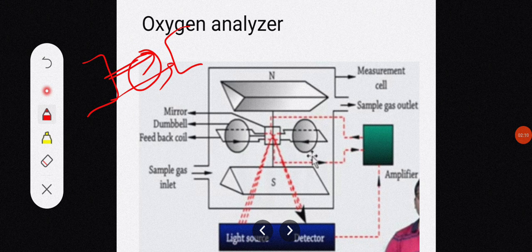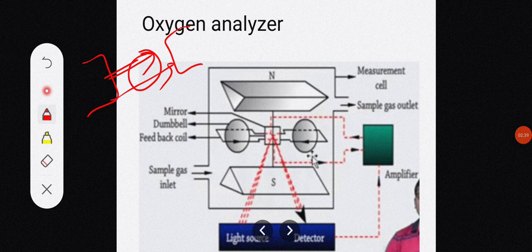It has been seen that oxygen has the paramagnetic property, that is, it gets attracted to the magnetic field. Whichever substance has the paramagnetic property will get attracted to the magnetic field. So this paramagnetic oxygen analyzer is based on the paramagnetic property of oxygen.